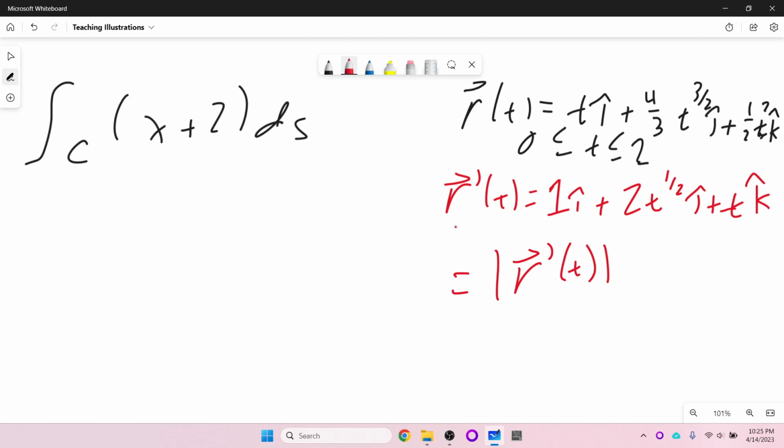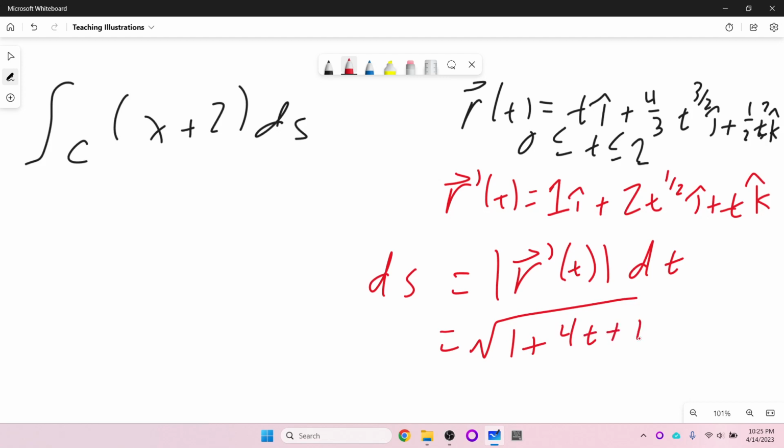All right, so what this means is that ds could be written as the absolute value of r prime times dt. It's just another way of saying the same expression. It's a little shorter than that whole long thing with a square root. So it would become the square root of 1 plus 4t plus t squared.